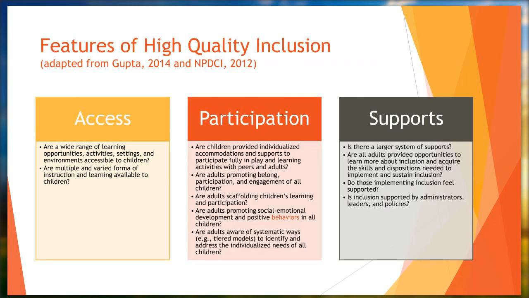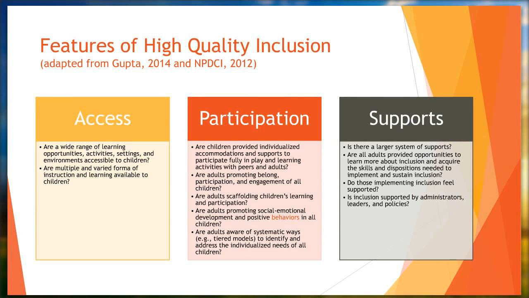So let's dig a little deeper into these features. For each feature, you'll see a list of questions that may help you identify these components in an early childhood setting. When we ask questions about the range of learning opportunities, activities, settings, and environments available to children, we are looking at whether the program is accessible. Another way to determine this is to look for examples of multiple and varied forms of learning and instruction that are provided to all children.